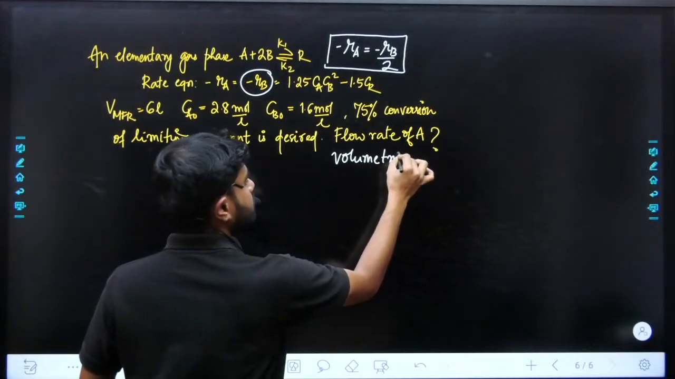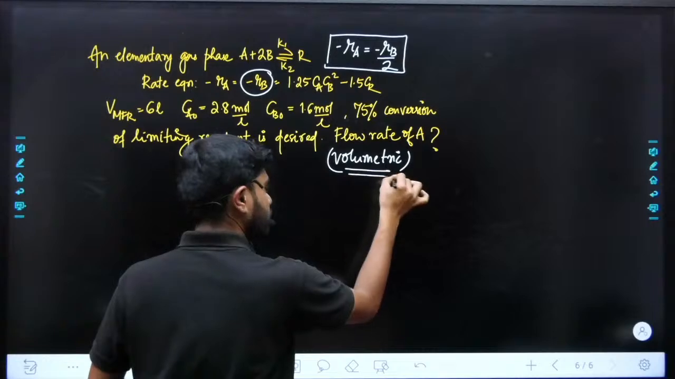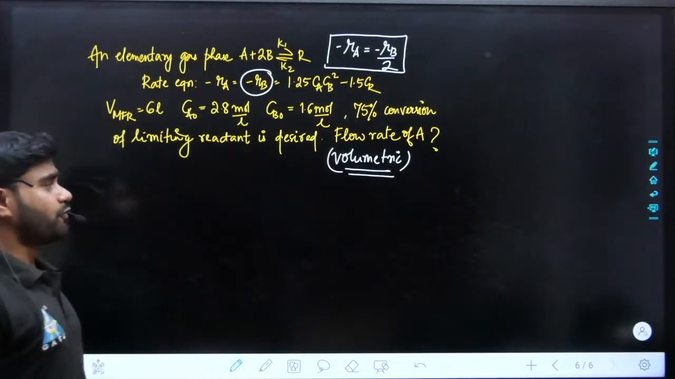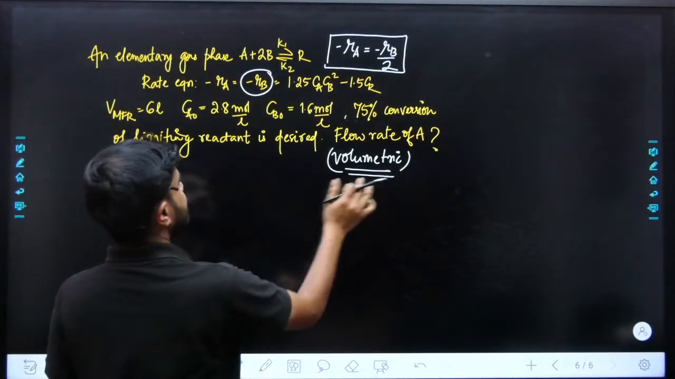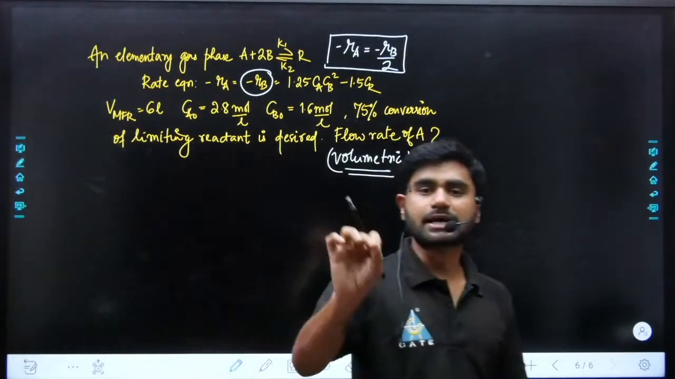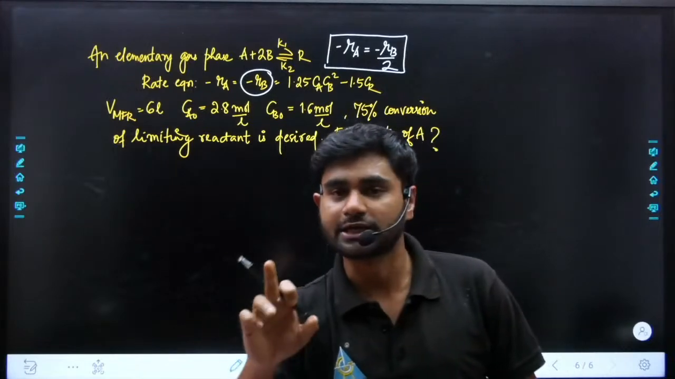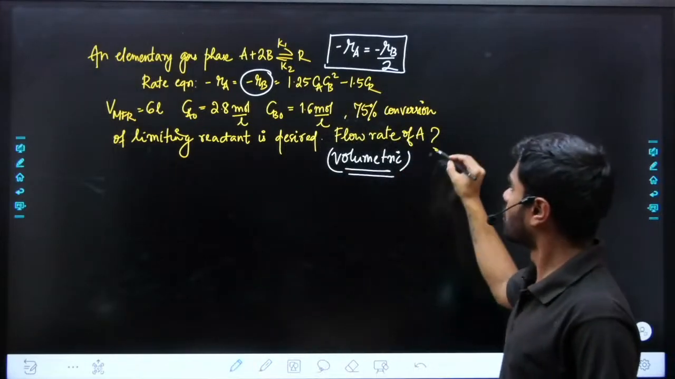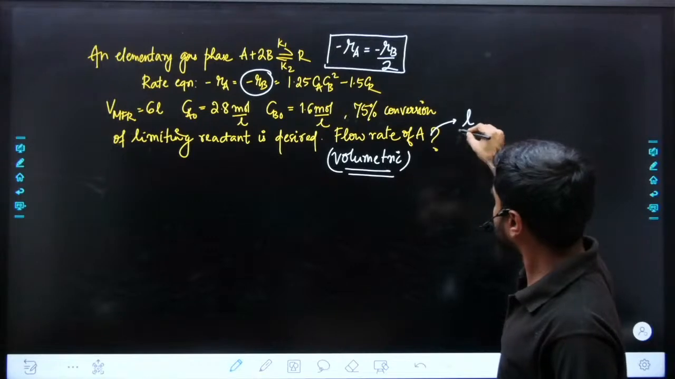Volumetric flow rate of A. I'm talking about volumetric flow rate. Now volumetric flow rate is in liters per second, maybe because everything is in liters. Mole per liter है. इसका मतलब we have to write V naught in terms of liter per second. So make sure this unit has to be in liter per second.